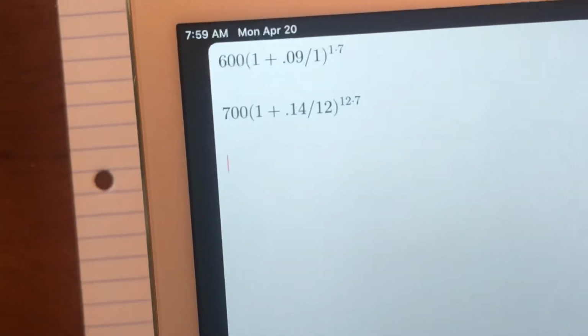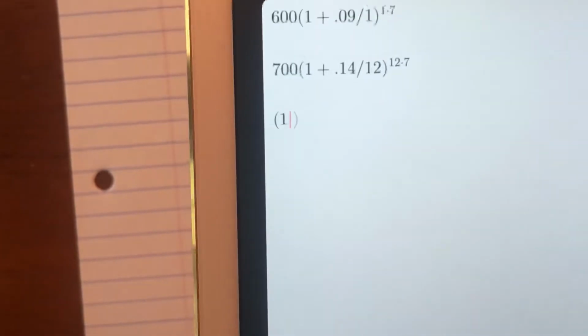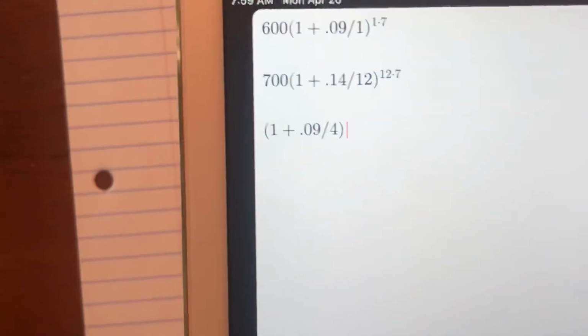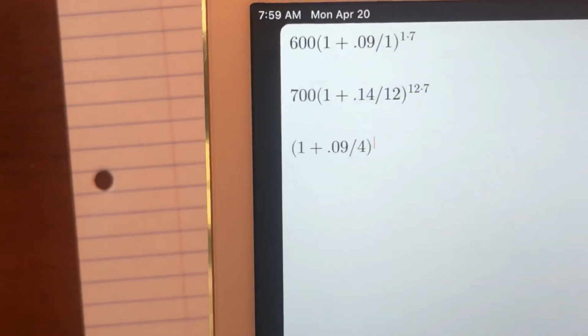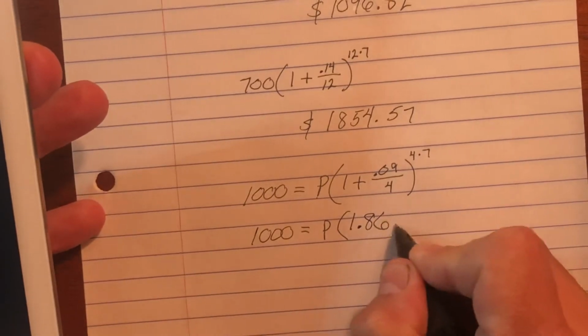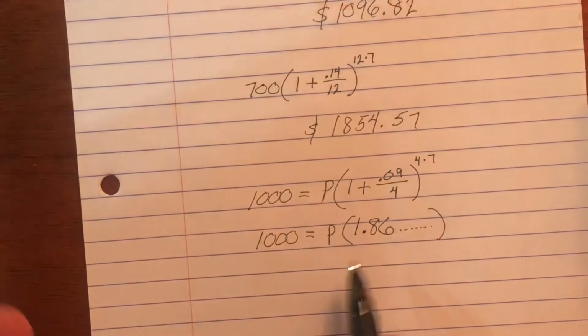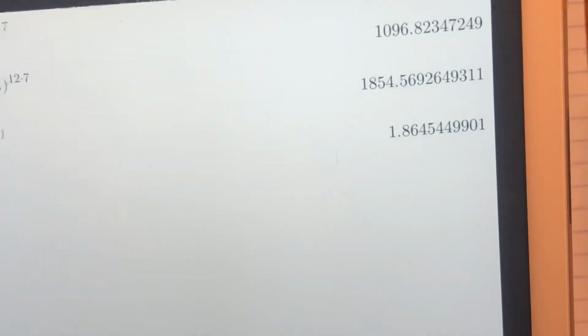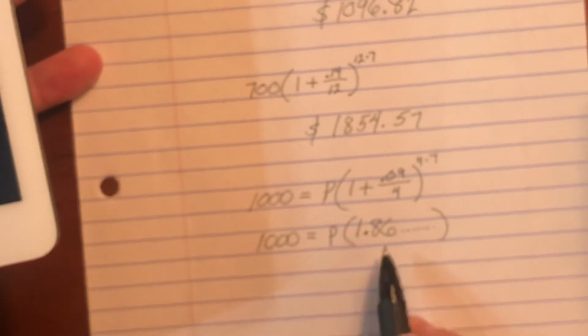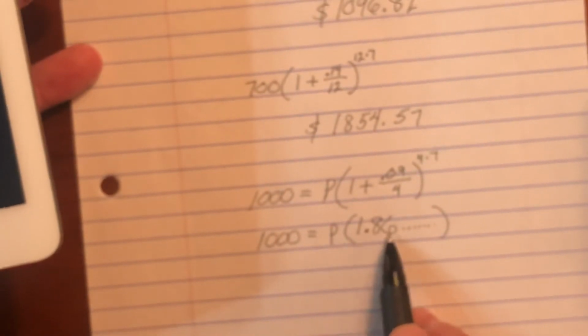All right, let's see. That's going to be parenthesis 1 plus 0.09 divided by 4. Okay, get outside of the parenthesis and raise all that to the 4 times 7 power. Hit enter, and I get that number. Okay, so 1.86 and so on. So that's what I'm putting right here, 1.86 and so on. Notice I'm not rounding it off. I'm just going to leave it all on my calculator. I'm going to show you how to do this. If we want to get P all by itself, then we know we have to divide both sides of this equation by this big long number, 1.86 and so on.